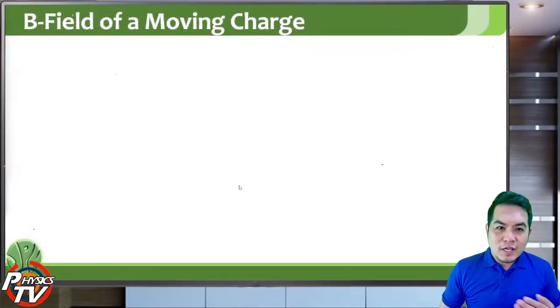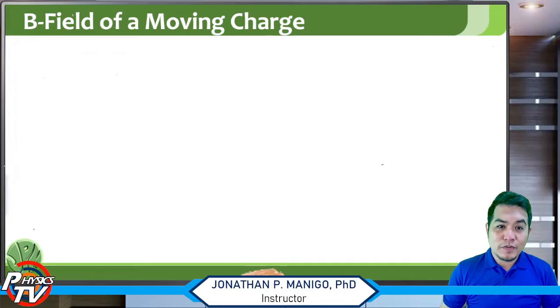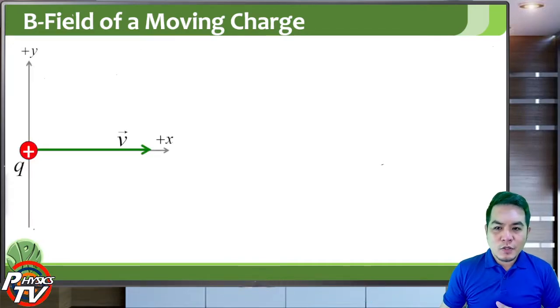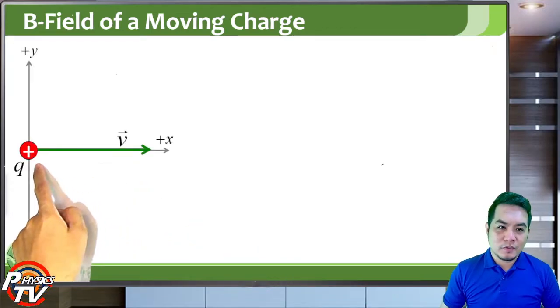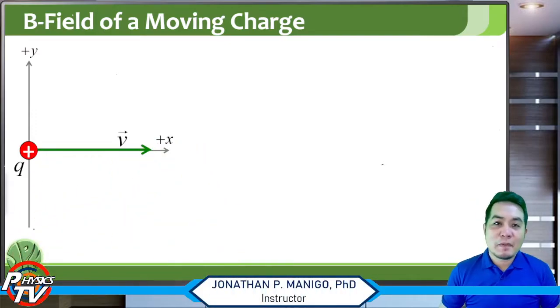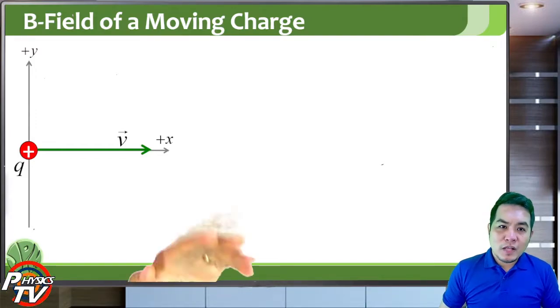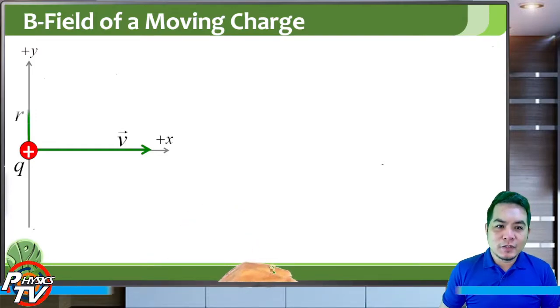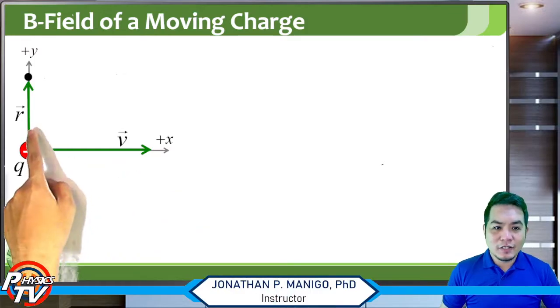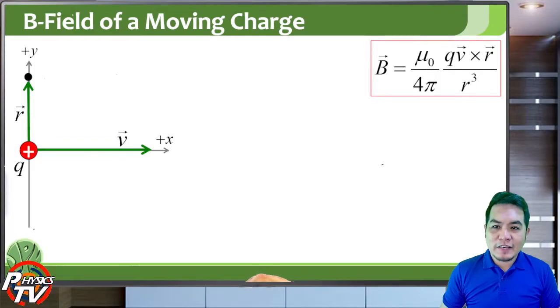So let's first discuss the magnetic field of a moving charge. So suppose you have a moving charge Q. Let's assume it's positive. And then it's moving towards the positive x-axis with velocity v. So what is the magnetic field, say a distance r from the charge Q? So the magnetic field is given by this equation.